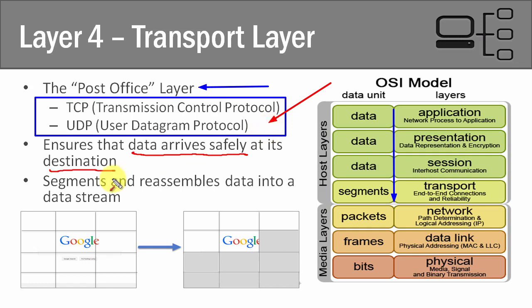Now, another portion of this is that it breaks the data up into segments. As you can see down here, it's broken up into segments and coming across in bits and pieces, and then when it gets from one end to the other, it reassembles the data into a data stream that can be read by the presentation layer and the application layer. So that's layer 4, the transport layer, all in a nutshell. It's all about ensuring that data arrives safely from one side to the other, and that we break it up into segments and then reassemble it when it gets to the other side. And we're using TCP or UDP when we're doing this.